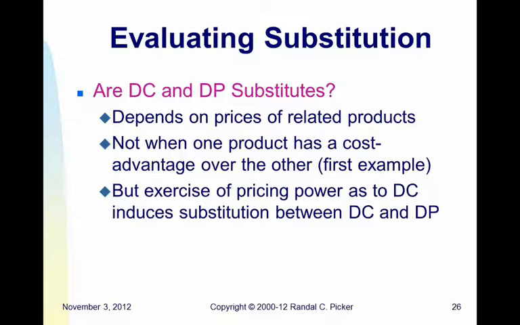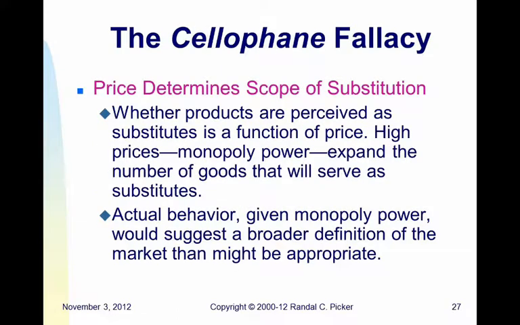This is a situation where we know exactly what's going on, and so we can actually build it up from the fundamentals to see what we would observe in the data. And there will be some situations where we will see changes in prices and we won't observe any substitution. Other situations where we will observe changes in prices and we will see substitution. And that's to make what is ultimately the cellophane fallacy point, but it's only a partial fallacy, I guess is what one wants to say, which is the extent to which products are substitutes or not is obviously very much a function of price.